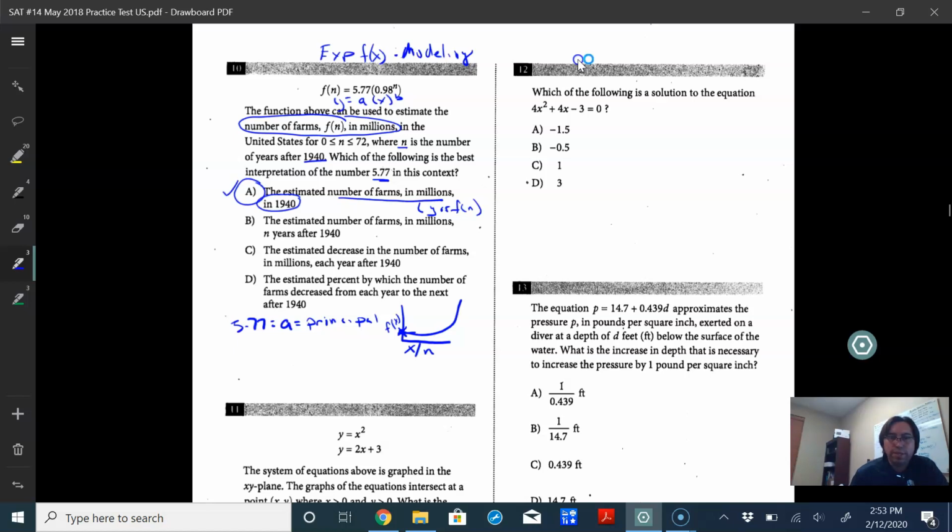So it wouldn't be the second one, the estimated decrease in the number of farms. Well, because of the 0.98, there is a decrease. We can actually see, in reality, it's probably doing something like this with the green line. So because of the 0.98, that suggests there is a decrease, but we're not making reference to that. And it says estimated number of farms in millions in years after 1940. That would make reference to, like, if we had n equals 10, then we would know that number. So that's not it.